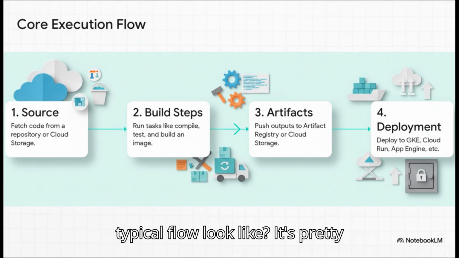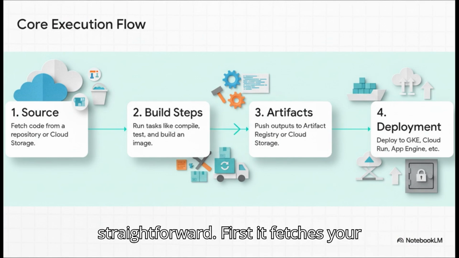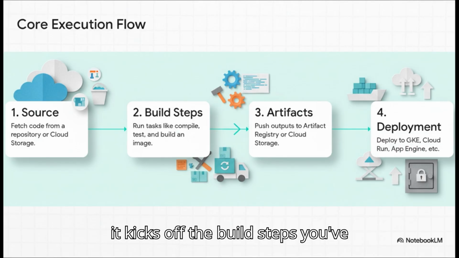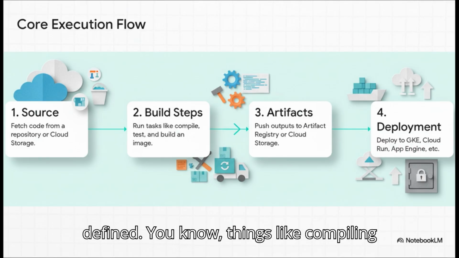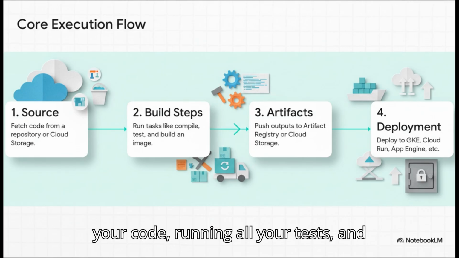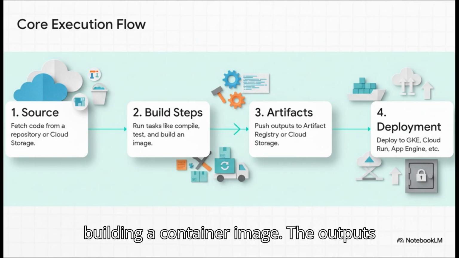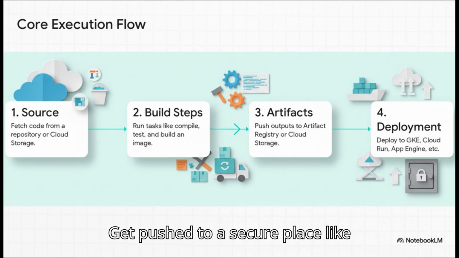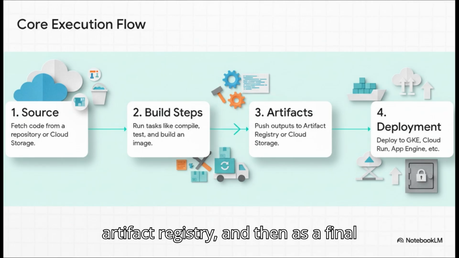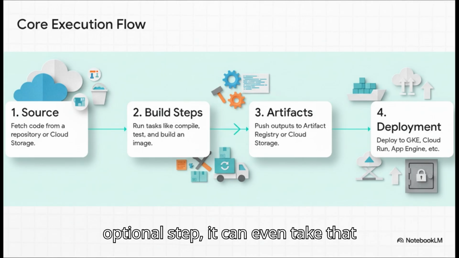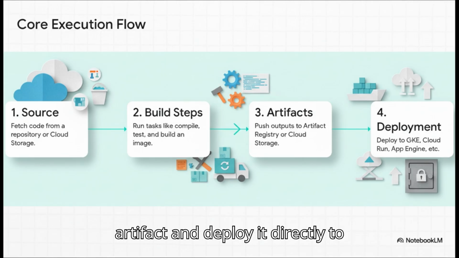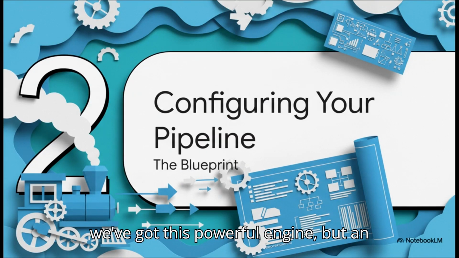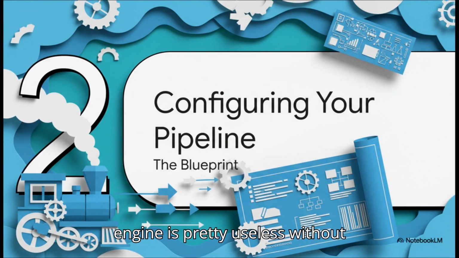So what does a typical flow look like? It's pretty straightforward. First, it fetches your source code from wherever it lives. Then it kicks off the build steps you've defined. You know, things like compiling your code, running all your tests, and building a container image. The outputs of that process, what we call artifacts, get pushed to a secure place like Artifact Registry. And then, as a final optional step, it can even take that artifact and deploy it directly to services like GKE or Cloud Run.